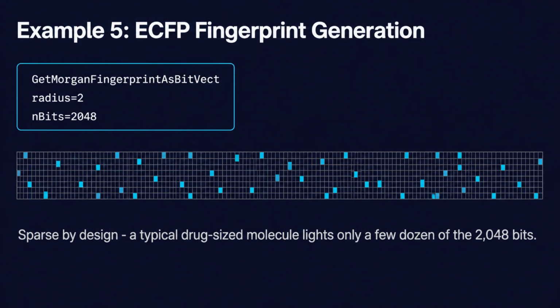Example 5 shows how to generate ECFP molecular fingerprints. Call the Morgan fingerprint helper, GetMorganFingerprintAsBitVect, in the AllChem module, choosing the radius that matches the fingerprint you want, where radius 2 gives ECFP4. Then convert the result to a NumPy array with the ConvertToNumpyArray helper in DataStructs. You'll get a binary vector of typically 2048 bits that encodes the molecular structure.